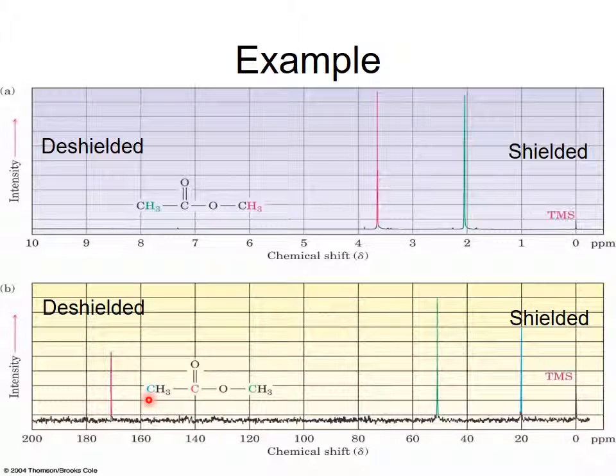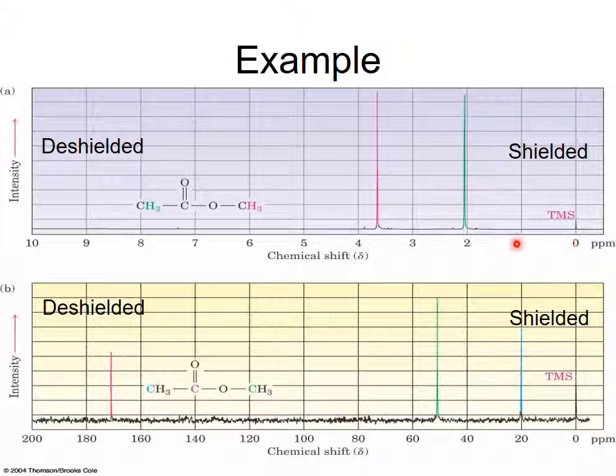In methyl acetate, we have 1, 2, 3 different carbons. This one is right here. This methyl group is more shielded and is right down here, this blue one. This carbon is right there in that carbonyl, and so it's really deshielded, and that's right down here. So the left side of the spectrum is deshielded or downfield. The right side of the spectrum is shielded or upfield.